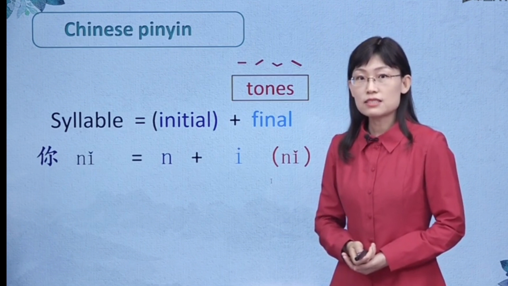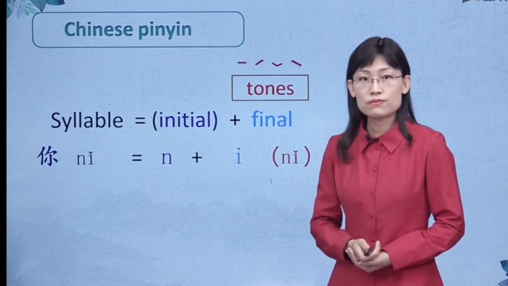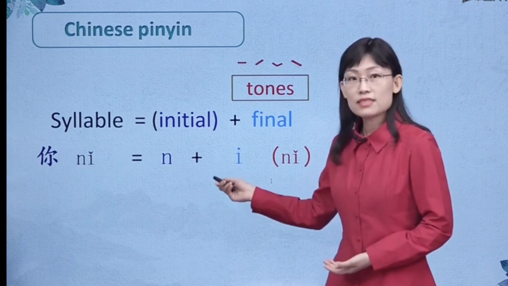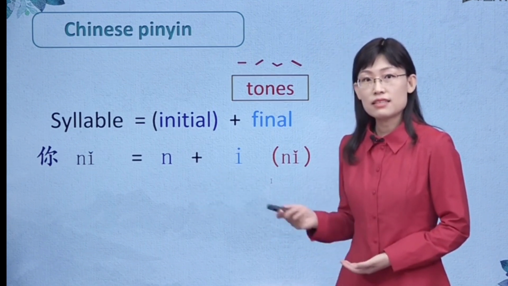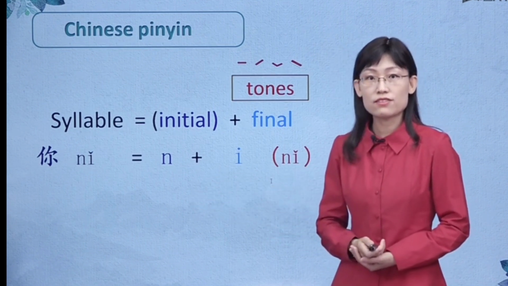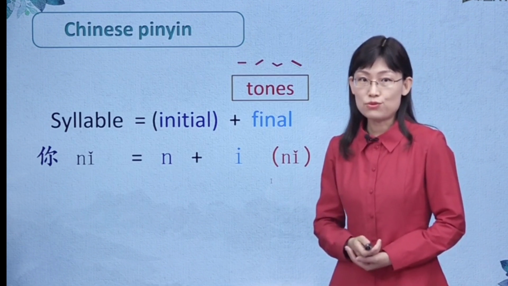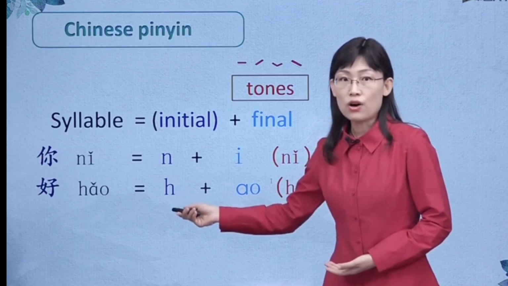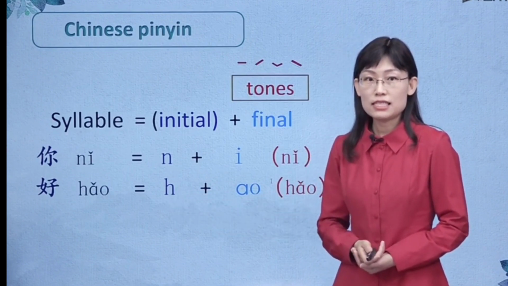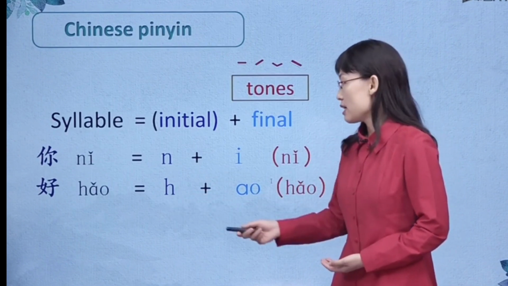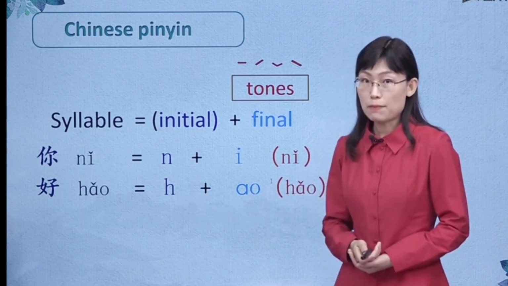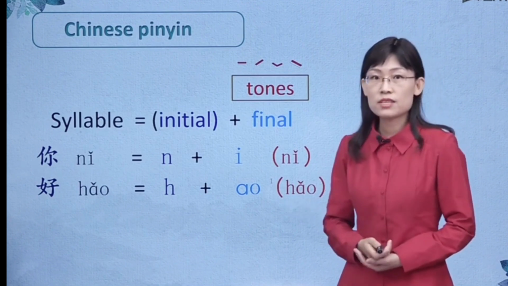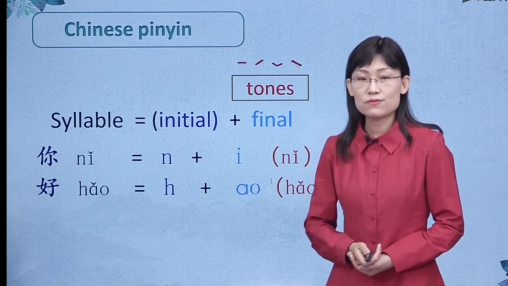The first character, 你, means you. In its pinyin, 你, n is the initial, i is the final, and this is a tone mark which indicates the third tone. So it is read 你. The second character, 好, means good. Its pinyin, 好, contains an initial, h, and a compound final, ao, and a third tone as well. So it is read 好.